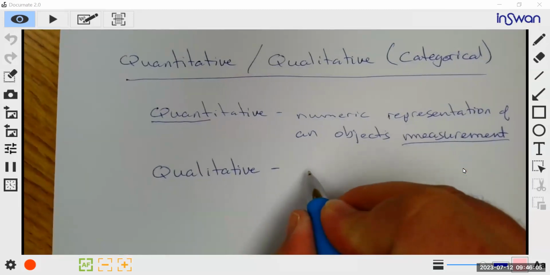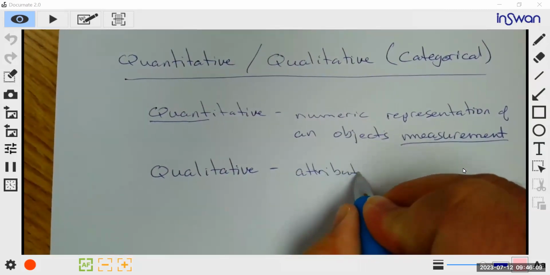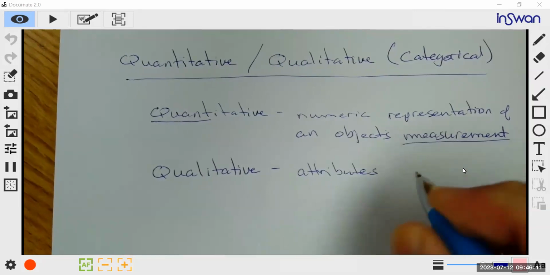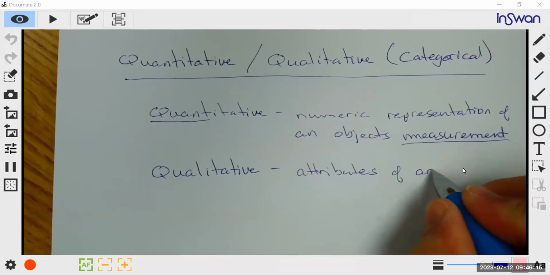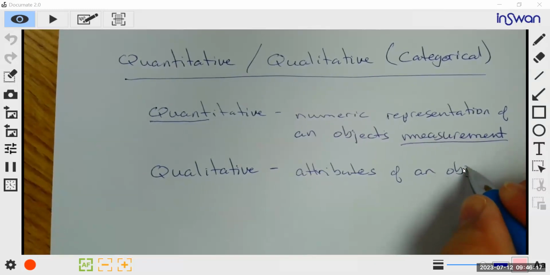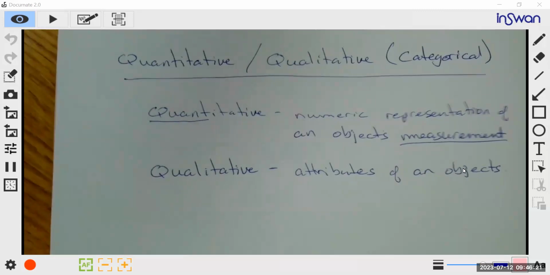Qualitative represents the attributes of an object being measured.